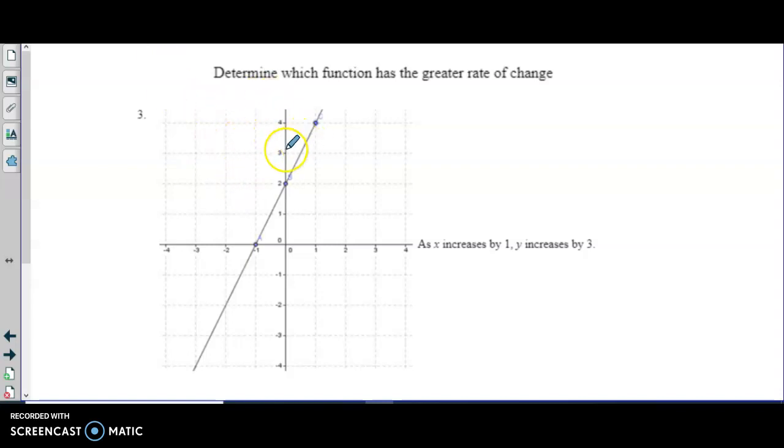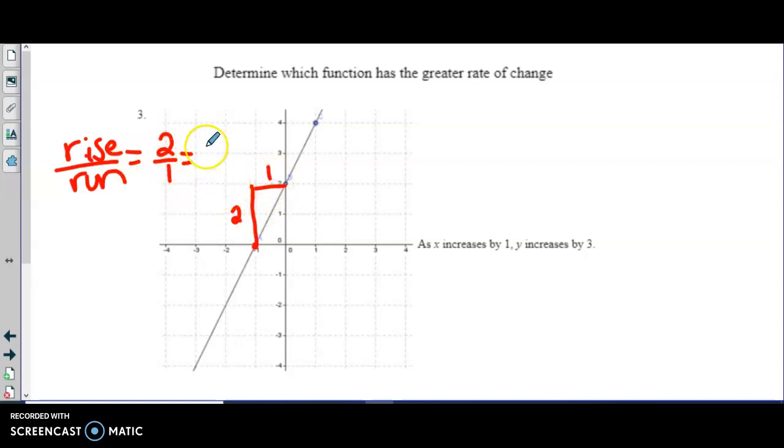Determine which function has the greater rate of change. Okay, so for the graph, we're going to use rise over run. I'm going to start down here and I'm going to rise up 2 spaces and I'm going to run over 1 space. So my slope is 2 over 1, or 2.